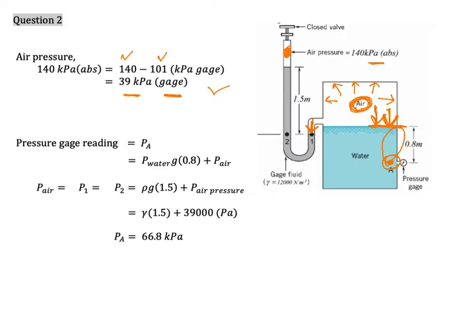And then from here we could draw a line and start to calculate, because point 1 and point 2 fulfill the idea of Pascal's paradox. So we draw a line here and we can say that the pressure at point 1 is equal to the pressure at point 2. So we could write P1 equals P2. And the pressure at point 1 here is equal to the pressure of air.